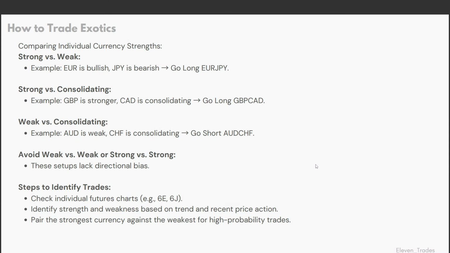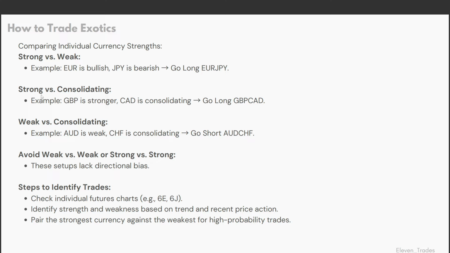Now the second part of the video is how to trade exotics. In the exotics protocol, we will compare the individual currencies for their strengths and weaknesses. We will compare the strong versus weak pair. For example, if the euro is bullish and the JPY is bearish, then we will long the euro JPY because the euro will be dominating the JPY and it will move to the upside.